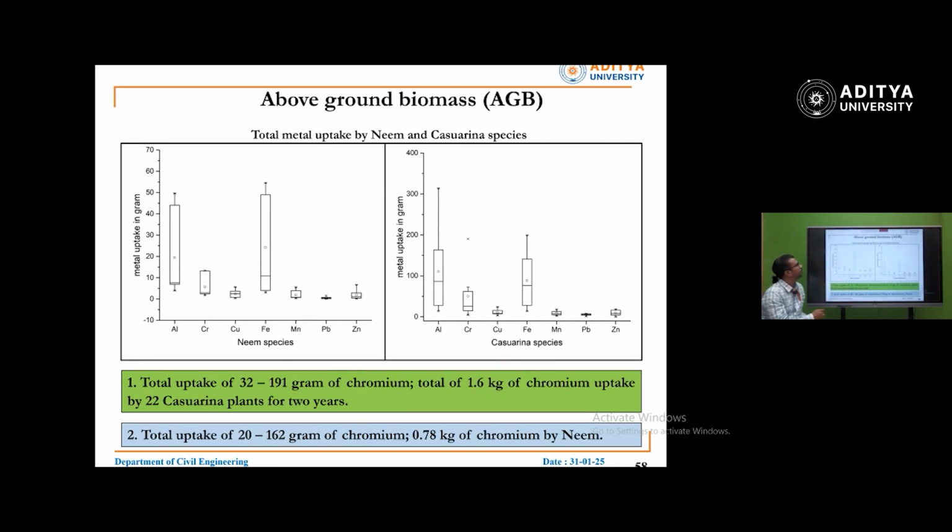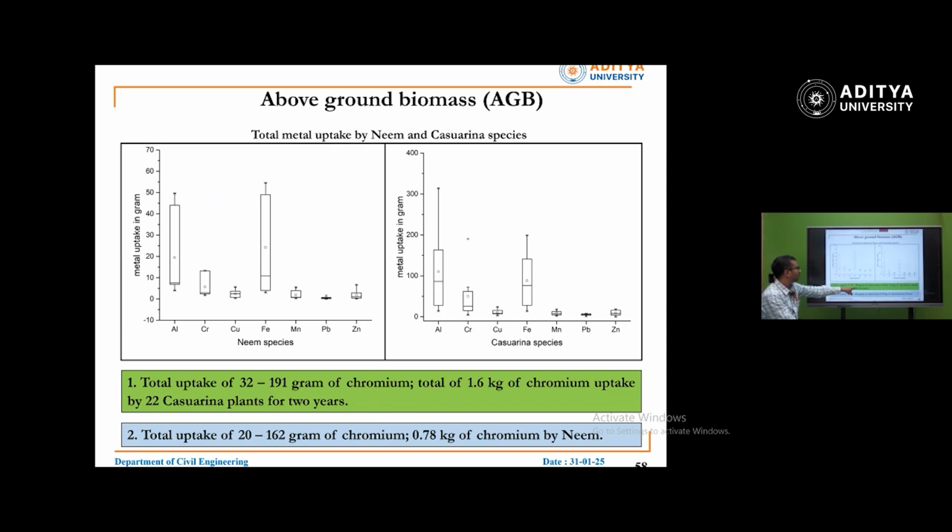Then this is the above ground biomass. So what is above ground biomass? How much biomass is actually growing on the surface? So we need to measure the height of the plant as well as the width and diameter of the plant. According to that, we are going to calculate how much wood will get developed over the period of time.